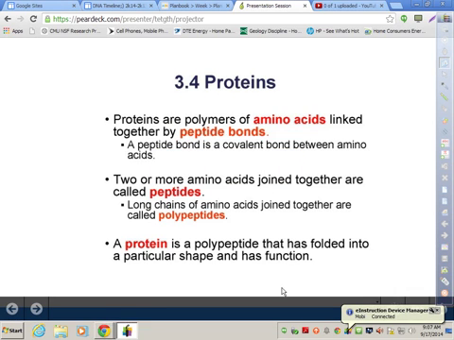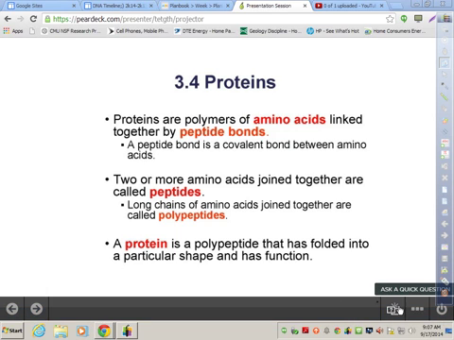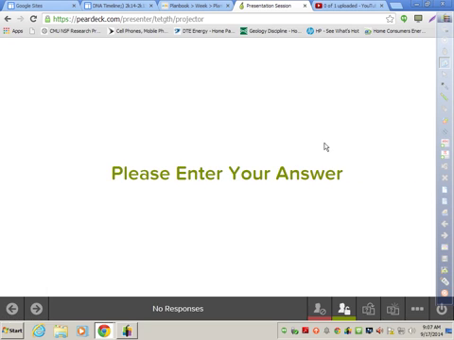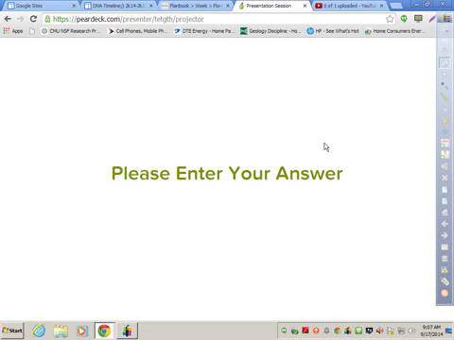All right, so I'll ask you a question. We left off, we were about to talk about proteins. I want to talk about the structure of proteins. I want you to tell me what makes up the primary structure of a protein. You guys should all have Pear Deck up, not your vocab. Primary structure of a protein.